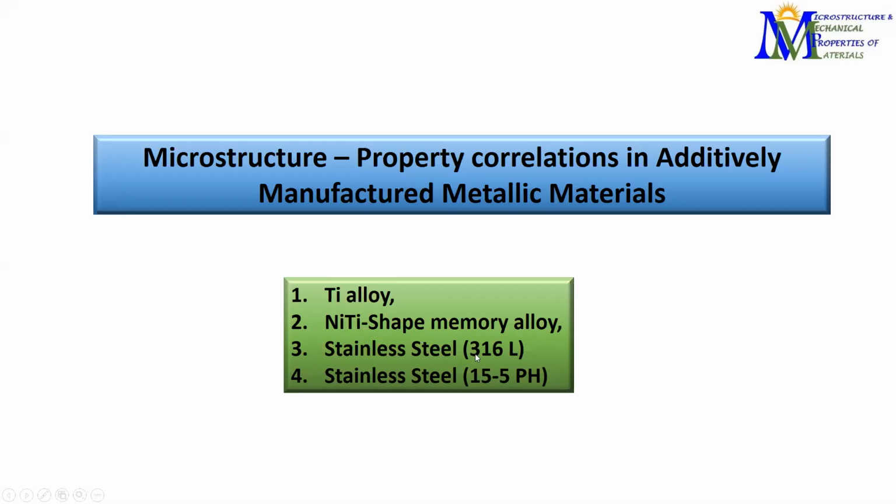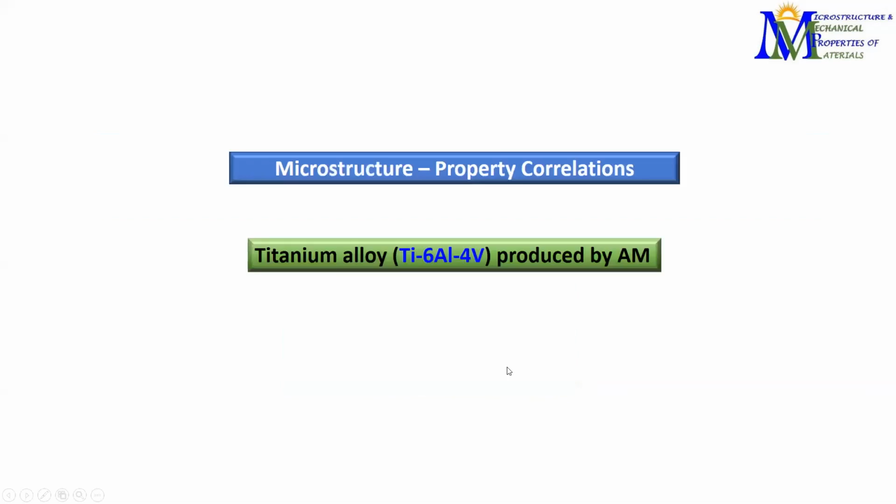Okay, and of course, as I said, when it comes to metals, we know that steel is something that is very widely used in all different fields. So we have also selected two different steels. One is a biomedical grade steel, and another one, this 15-5 PH, is a tool steel of very high hardness. Okay, so let's start with the first system, a titanium alloy, and this is titanium 6 aluminum 4 vanadium.